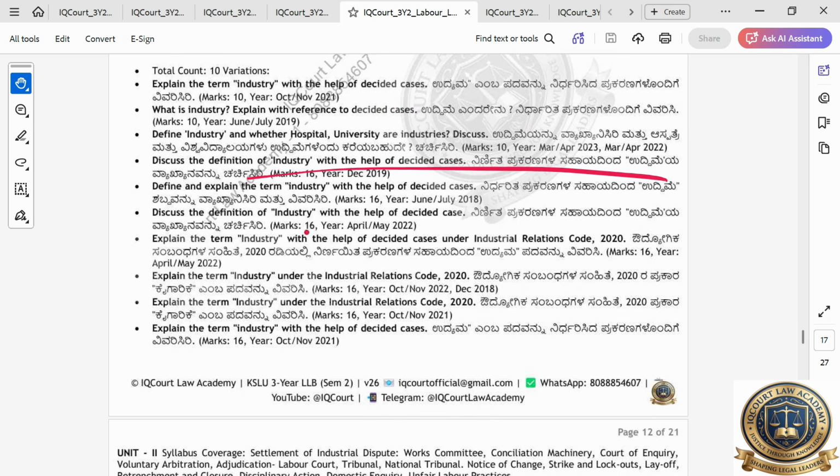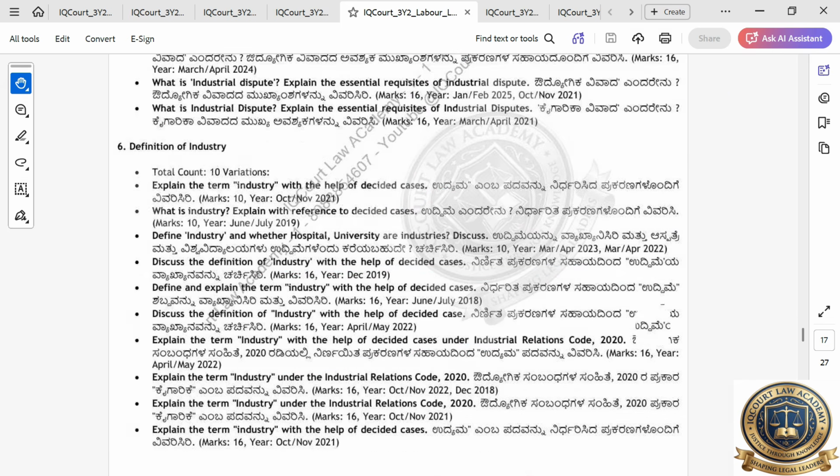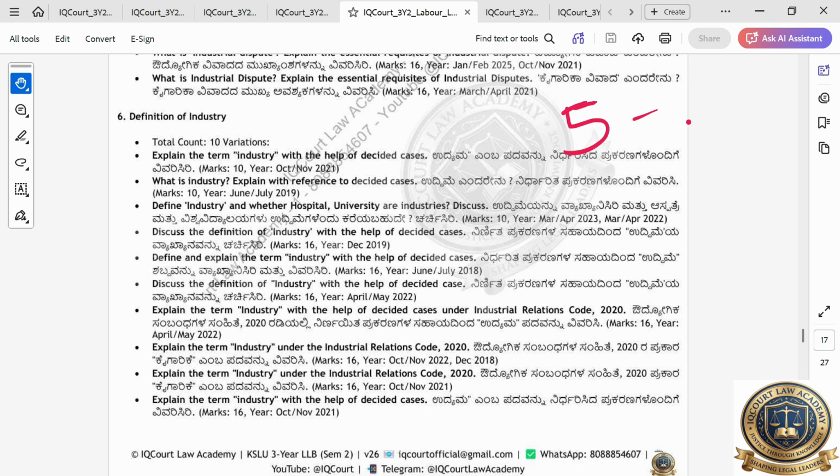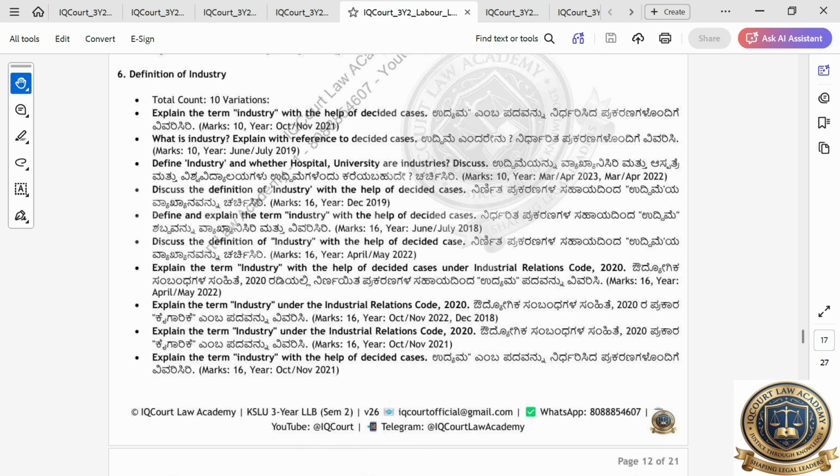Define industry. The same question came multiple times, so this one we have explained in the additional questions. Five questions we have provided in the IQCourt study material, and in that we have already explained this question also. This is a very important question, 95% important. Probability is there.